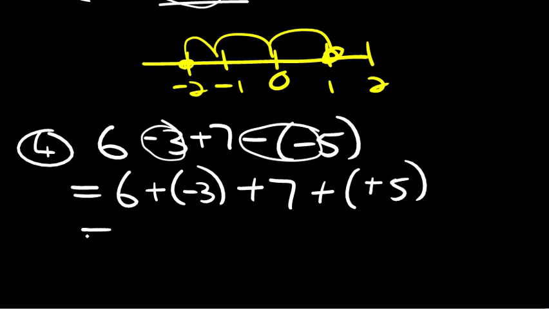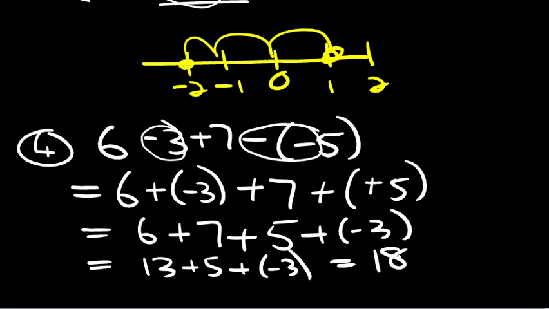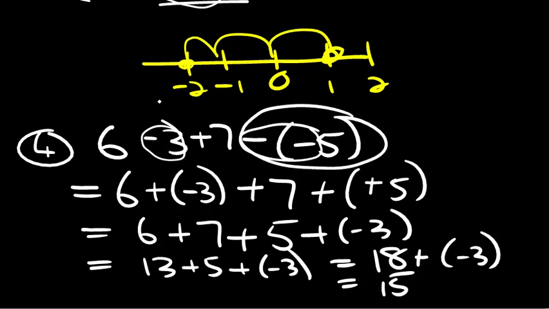Okay, so now we can say it's 6, and if we reshuffle this, it's 6 plus 7 plus 5 plus negative 3. So then you have 6 plus 7 is 13, plus 5 will be 18, plus negative 3, so that will be 18 minus 3, and the result is then just 15. And that's how you add and subtract integers, specifically subtracting negative integers in these examples.